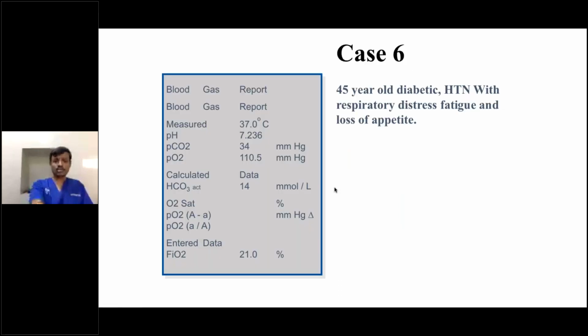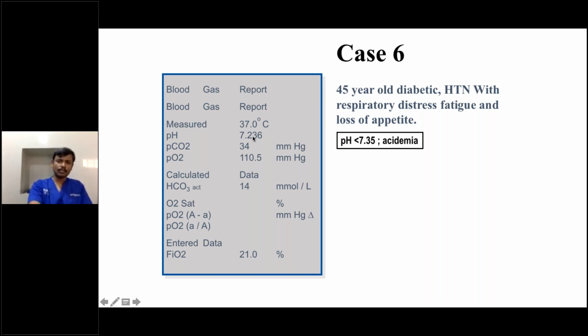We'll come to the case here. This is a 45-year-old diabetic, hypertensive, with respiratory distress and fatigue. I think we have seen this patient again. pH is 7.23, so it is acidosis. If the acidosis is there, look at the PCO2 and bicarbonate. PCO2 is not high, so it's not a respiratory acidosis, so go for the bicarbonate. Bicarbonate is low, so it is a metabolic acidosis.